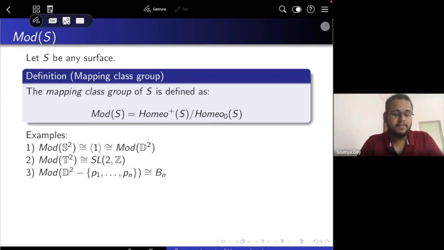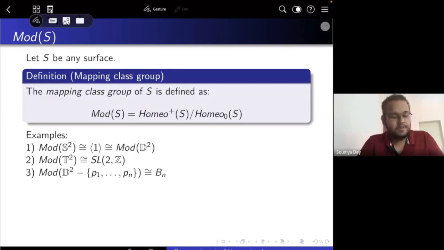Now, what are some basic examples? To start with, you have the sphere S². The mapping class group of S² is basically the identity group. You don't have any non-trivial element. The same for any disk, the closed unit disk. For that also the mapping class group is trivial. For the torus, the genus 1 surface, the mapping class group is isomorphic to SL2(Z). This comes from the action of the mapping class group on its first integral homology.